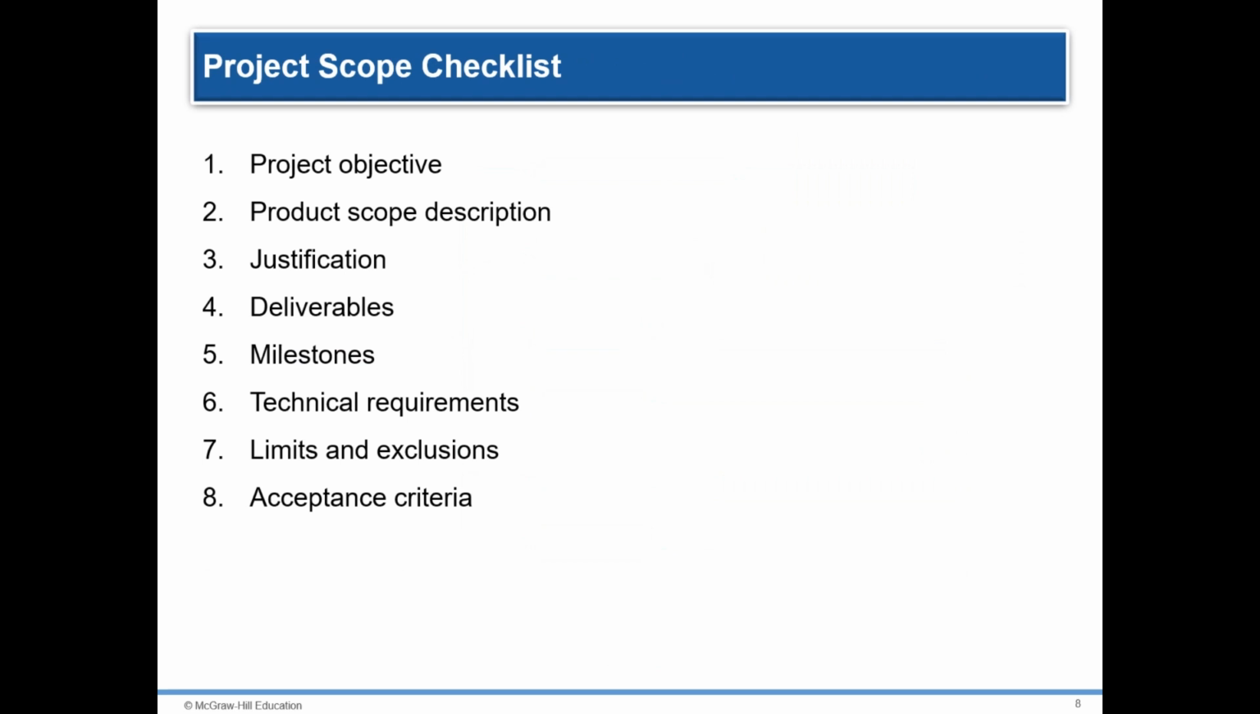Project scope is a keystone interlocking all elements of a project plan. To ensure that scope definition is complete, project managers can use this checklist. First, project objectives. This is the first step of project scope definition, and it is used to meet customers' needs and expectations.